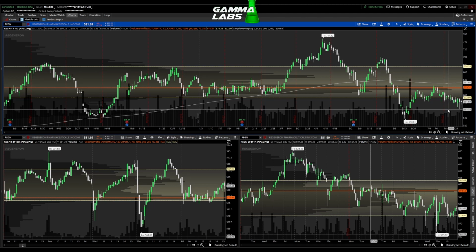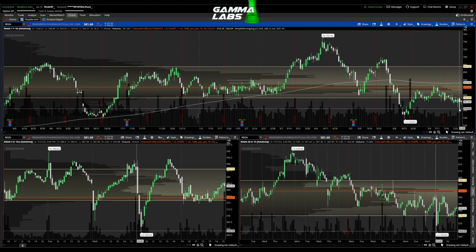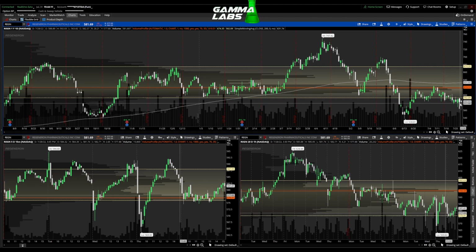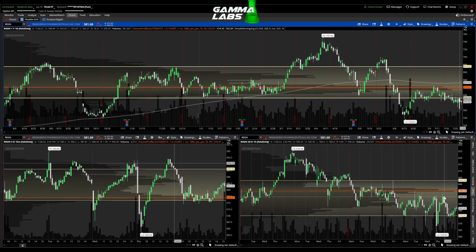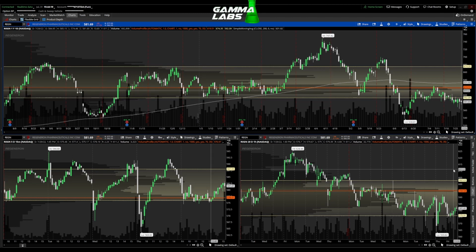I do like that price tried to trade down into this range here at 563.82, and it was all bought up. So my next price target with that would be 587.99, then 594.68, then 602.63. Once we're in that range, we can target the point of control 619.51, then 674.